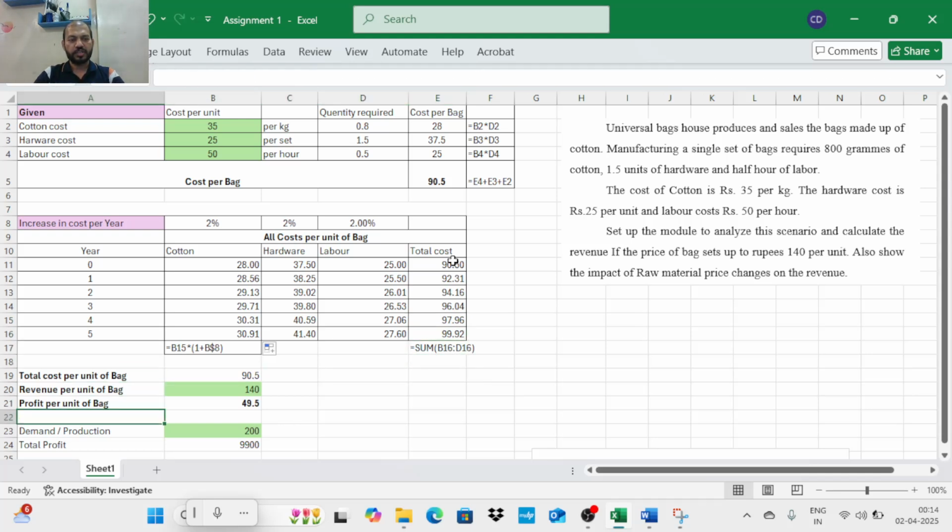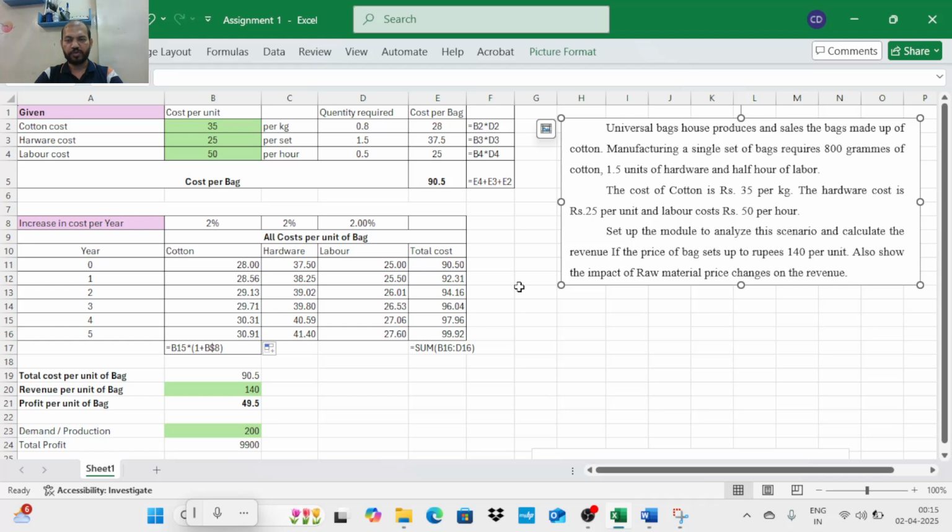Now the third part of this scenario is to find out revenue. So the total cost per unit of bag is 90.5, which we have taken from the first part of the problem, E5. Now the revenue. Revenue is basically the selling price of the product, which they have mentioned is 140 per unit. So we have taken it from there. Now the profit per bag is 49.5.